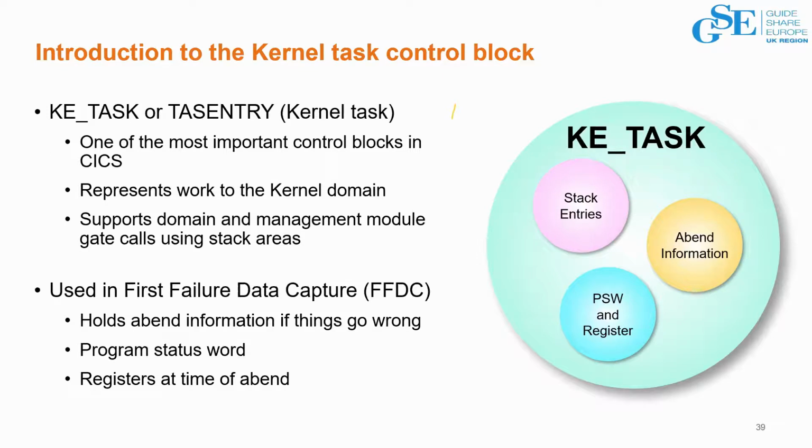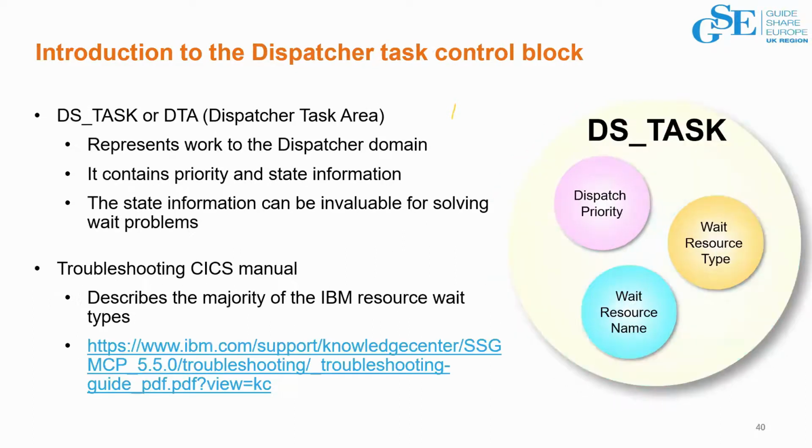Okay, so the kernel is pretty important. When I have a system dump, the first thing I do is go to the kernel. If I have a program check, ABEND, or loop, that's the best place to start because I get an idea of what was running in my system at the time of a failure.